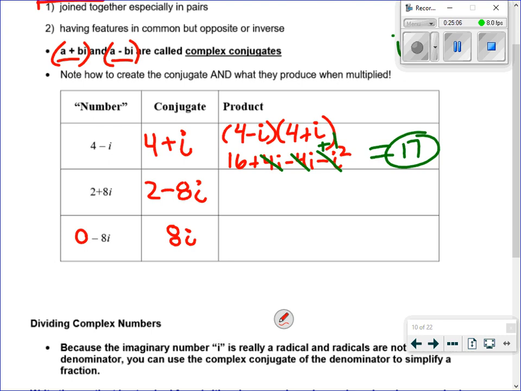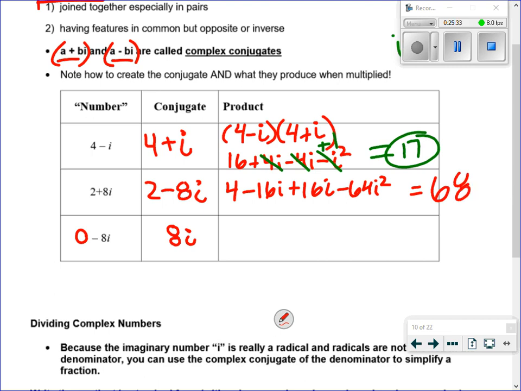Alright, so let's go over the second ones. Who would like to help us out with the second one, what they got? Kelly, what'd you get for the second one? 68. Good. So what should have happened was you should have done 4 minus 16i plus 16i minus 64i squared to get you 68.